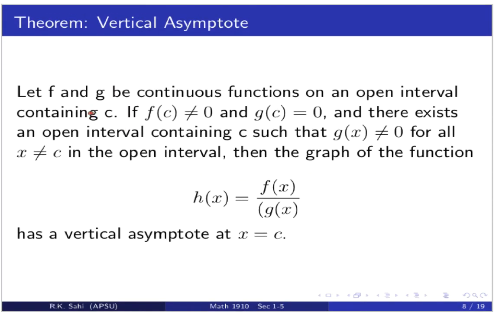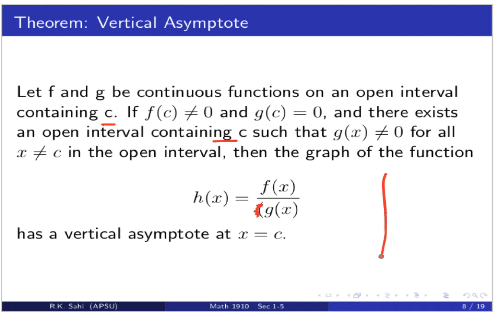If I have two functions f and g which are continuous on an open interval containing c, and the value of the function f at c is non-zero, whereas the value of the function g at c is 0, then we will be able to find an open interval containing c such that g(x) is non-zero for every x in that interval not equal to c. So it means that the graph of the function h(x), which is f(x) over g(x), has a vertical asymptote at x equal to c.